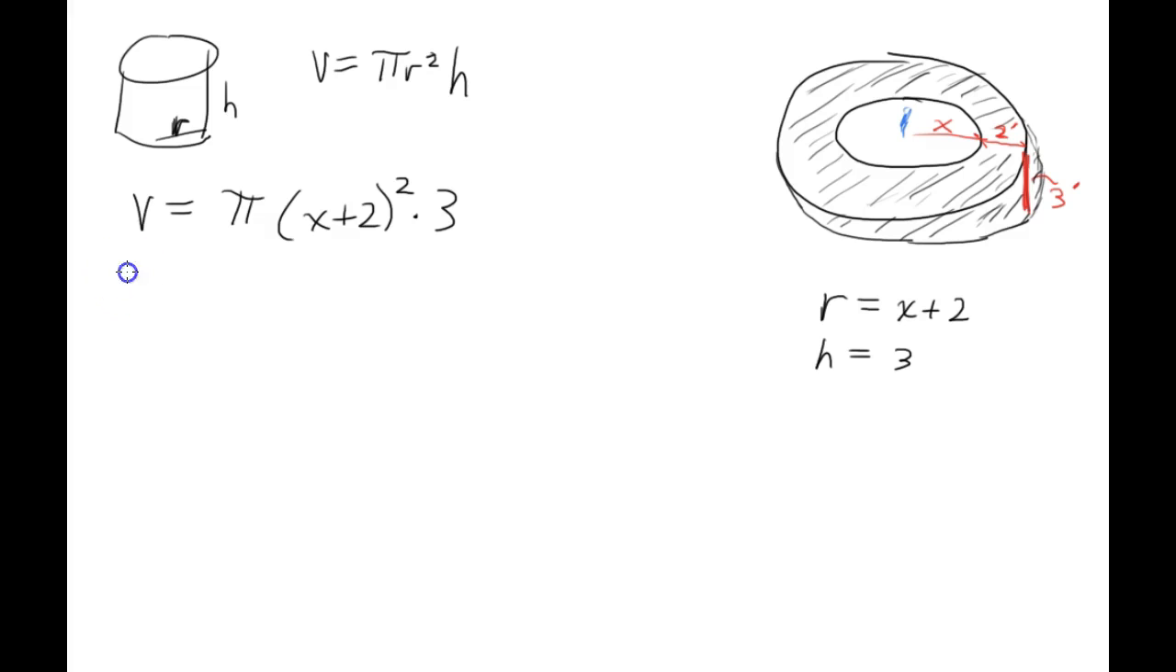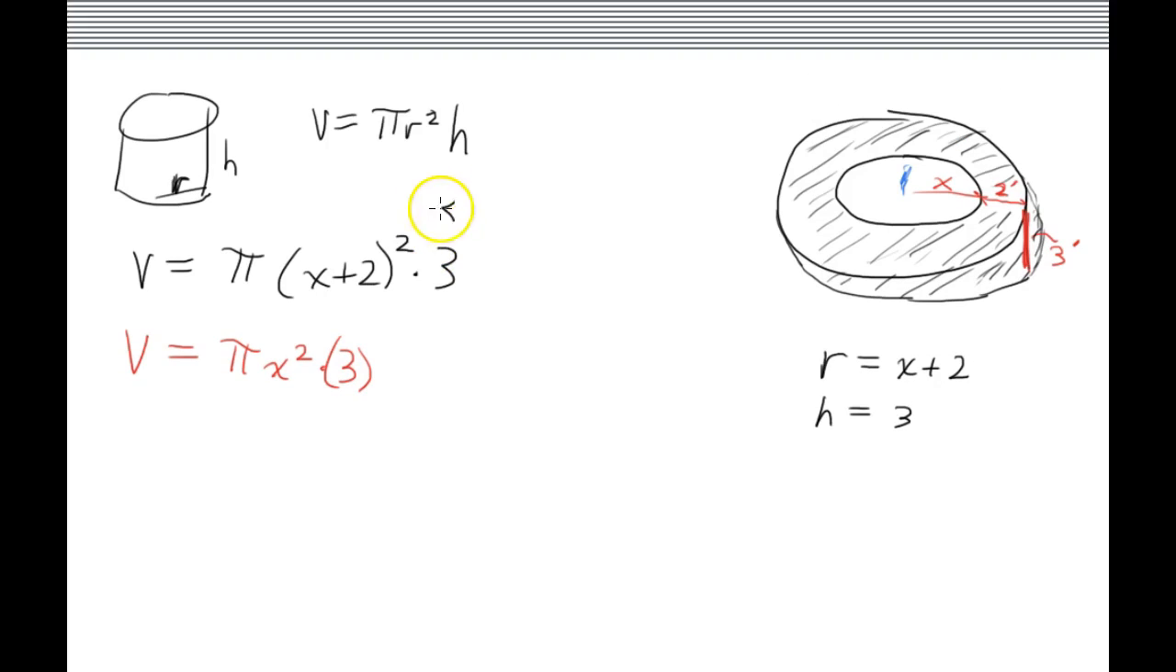So the volume of that, the volume of the middle, equals pi. R, the radius, is x, so I'll have x squared, times, now the height is still 3. Inside there, the height is 3. So times 3. Let's put parentheses around that so we can see that a little bit easier.